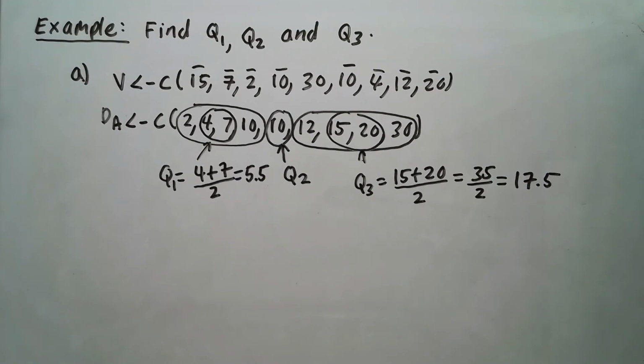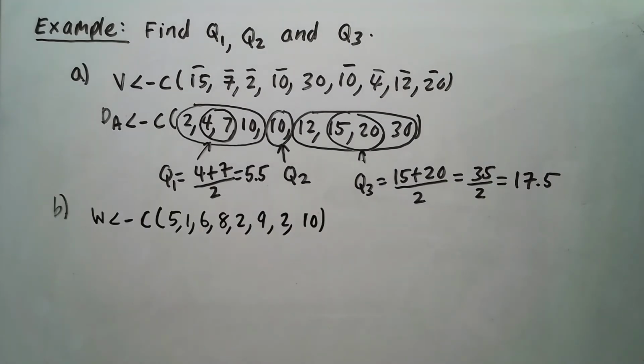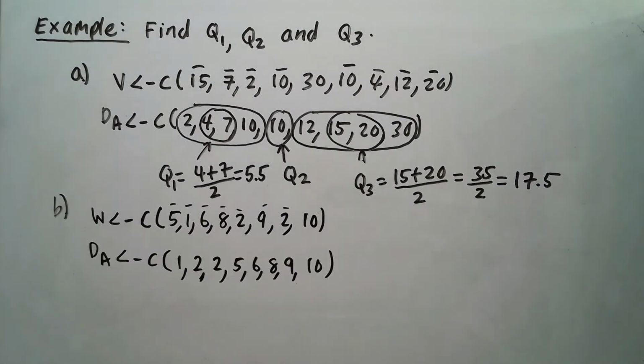Okay, so we're done. Let's do one more example. Let's do part B. Here's our next example. Vector W equal to 5, 1, 6, 8, 2, 9, 2, 10. Let's first arrange these from smallest to largest. Doing that, as you can check, 1 is the smallest, and you have 2 2's, 5, 6, 8, 9, 10. So these are just the numbers up here arranged from smallest to largest.